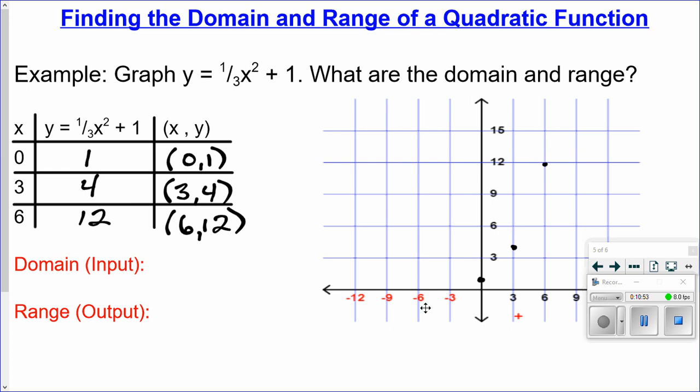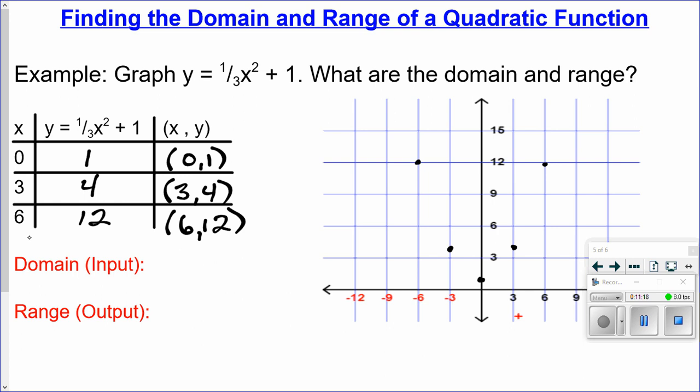Hopefully you notice this does not look like a U, right? Well, I know that this is a quadratic function, and I know that quadratic functions have symmetry. So I know that the left side of this looks exactly like the right side. So I can just mirror these points over here. So I know at -3, it's going to also be equal to 4. And at -6, it's going to also be equal to 12.